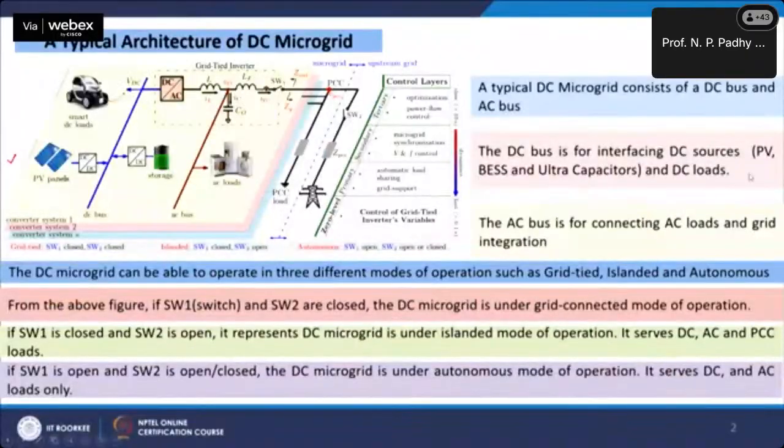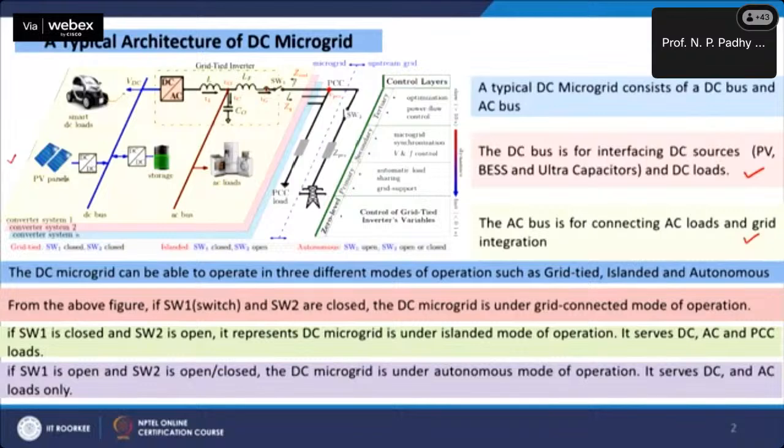The DC bus is for interfacing DC sources such as batteries and ultracapacitors, and also caters to some of the DC loads. The AC bus engages all AC sources and also caters to the AC loads. Now, the DC microgrid can operate in three different modes: number 1 is grid tied, islanded and autonomous. We will focus mainly on the grid tied as well as islanded modes of operation.